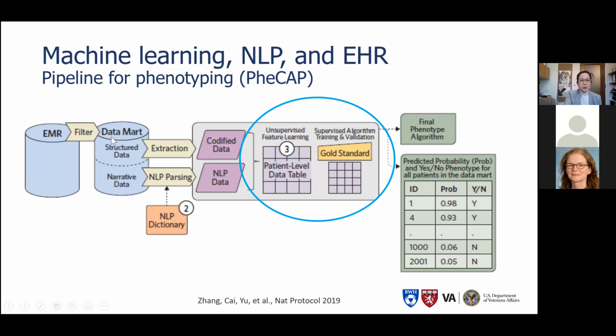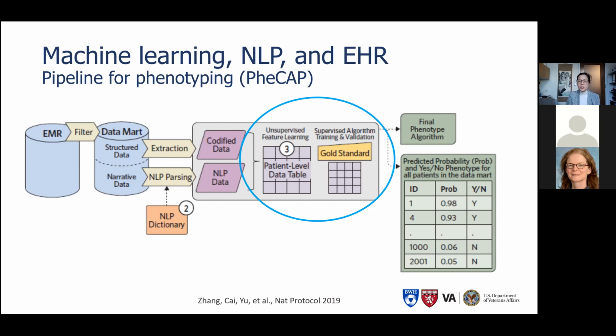Next step you see here is we create this data mart where we have the structured data, such as ICD, electronic prescriptions, and the narrative data. We extract the data using ICDs, apply NLP, pull out these data, and then this is where a lot of our machine learning methods take place.